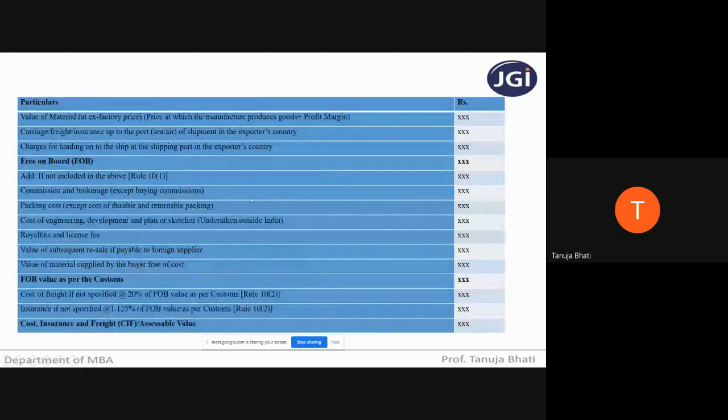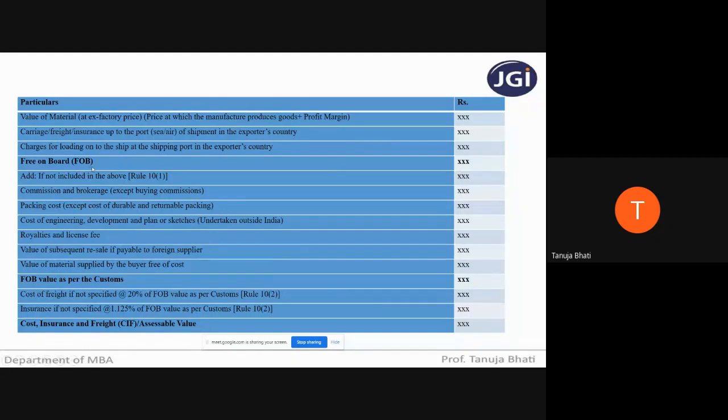Then how do we calculate the CIF? CIF is nothing but the assessable value. First we calculate FOB. Free on board is the ex-factory price, that is FAS, plus loading into the ship, plus export duty if any paid by the exporter. You get free on board.